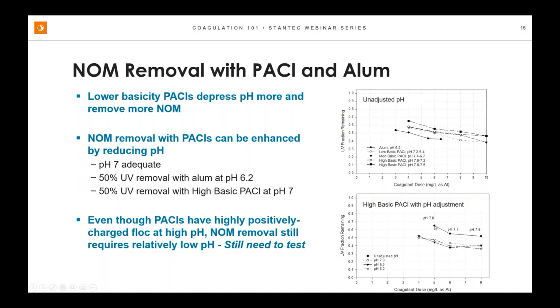So we take, this is the same data shown above, the high basicity PaCl in an unadjusted situation. If we add a little bit of acid to drop it to 7, 6.5, 6.2, even just dropping it to 7 provides pretty much the same organics removal as we had with alum at 6.2. So even though those PaCl still have highly positively charged flock, the NOM removal still requires a lower pH, so you still need to test this. So it's a balance between making sure you get the right basicity of the PaCl and the final pH of coagulation. You've got to test it in some jar tests to see what works.